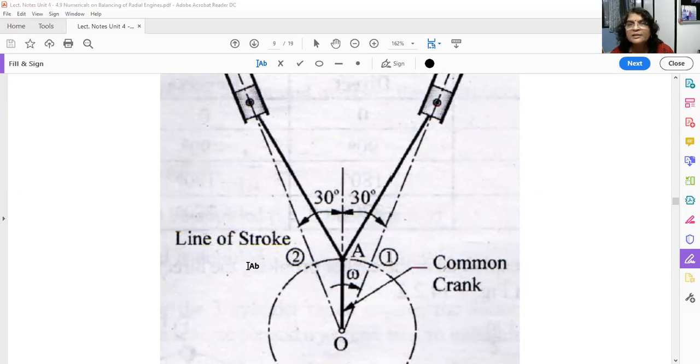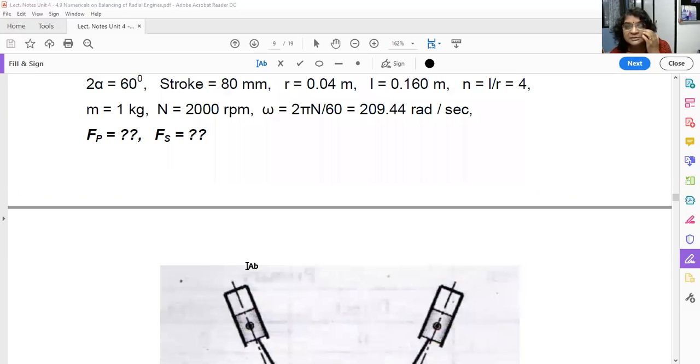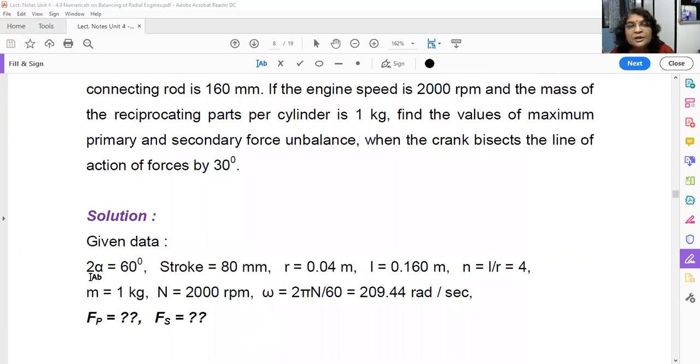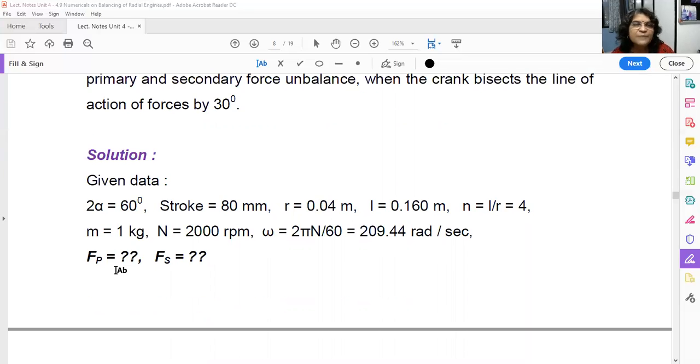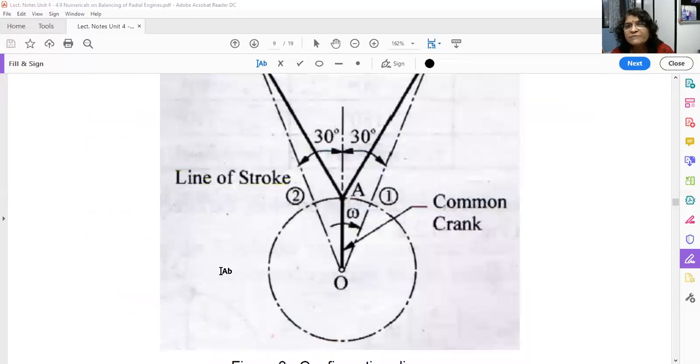Now, what is the given data? Let us have a look here. So 2 alpha is 60 degrees. Stroke is 80 mm, which means the crank radius is 0.04 meter. The length of the connecting rod is 0.16 meter. Then n, that is the obliquity ratio, L upon R, is 4. m is equal to 1 kg. Speed is 2000 rpm, so we find omega, that is 209.44 radian per second. And we have to find the unbalanced primary force and the unbalanced secondary force. Okay. Now what is the first step?